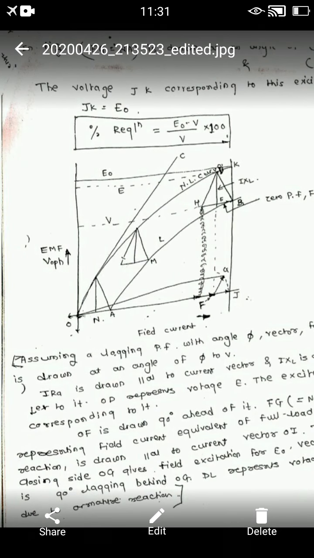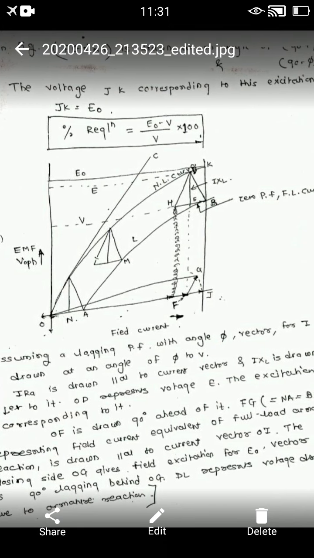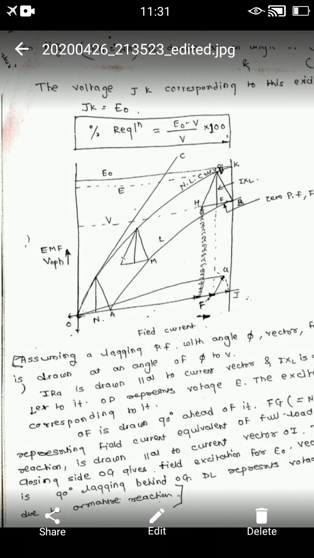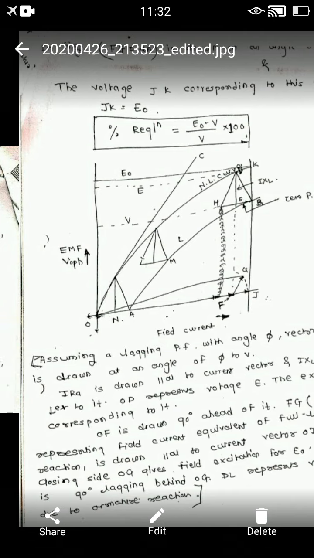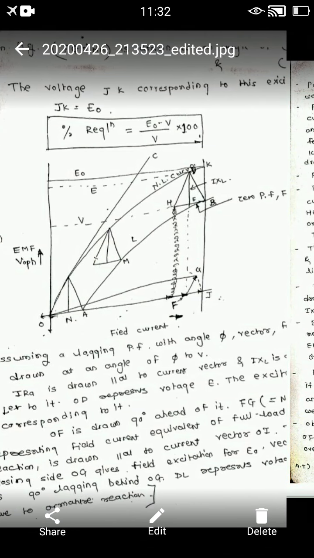BH is drawn equal and parallel to OA. From point H, HD is drawn parallel to the initial straight line part of the no load curve, that is, parallel to the open circuit characteristic which is tangential to the no load curve. Hence we get point D on the no load curve, which corresponds to point B on the full load zero power factor curve.